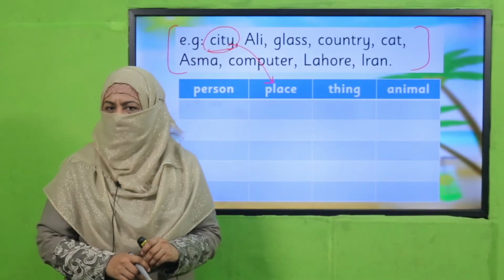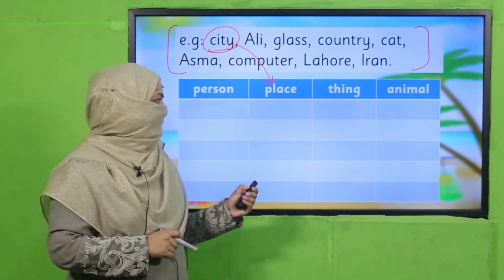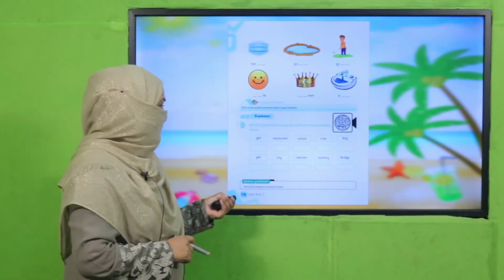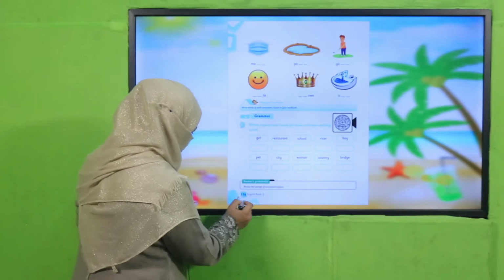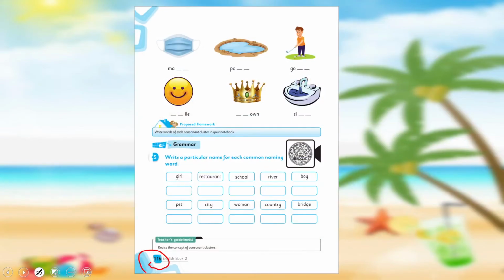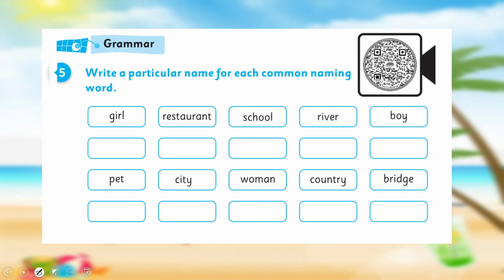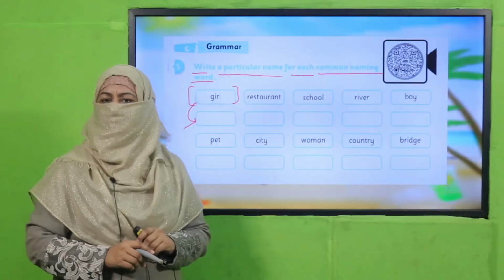Yes, my dear children, are you done with it? Good job. Now it's time to practice from your book. All of you open your book on page number 116. What we are going to do, write a particular name for each common naming word. So a common naming word is given, and in the space given below, you have to write a particular name of the same category. Okay? You can do it now. Okay, so pause the video, complete this task in your book, and then come back.